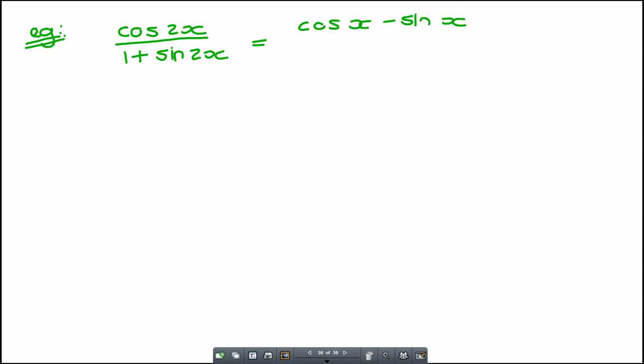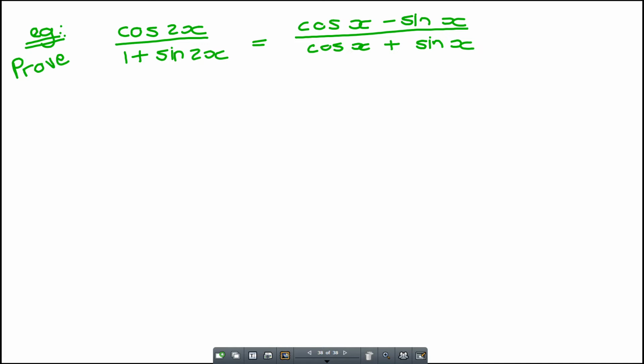Goed, gee ek vir jou 2 cos 2x op 1 plus sin 2x is gelyk aan cos x minus sin x over cos x plus sin x. I have got to prove. Jy moet gaan bewys, nee?